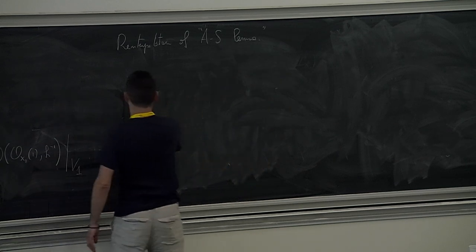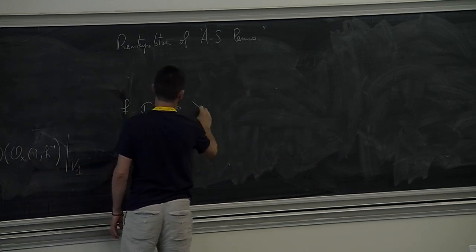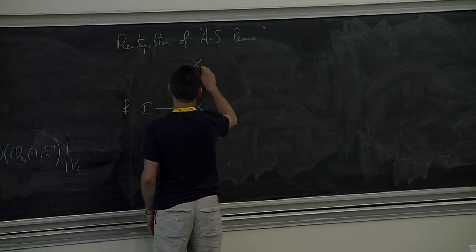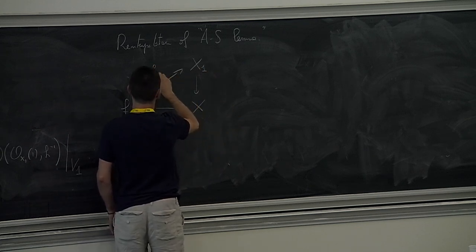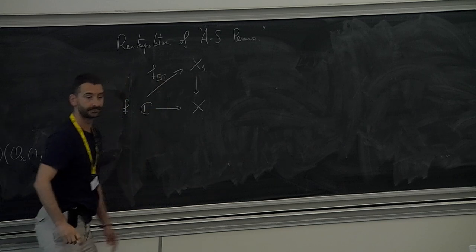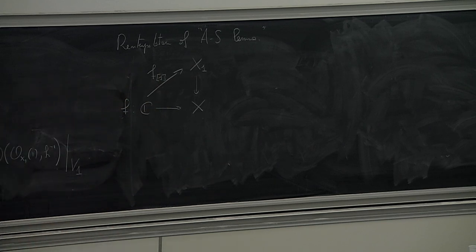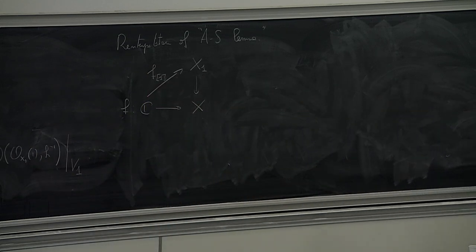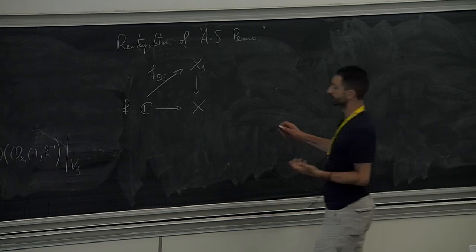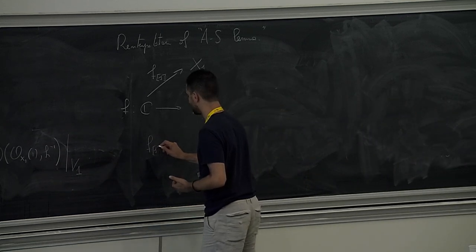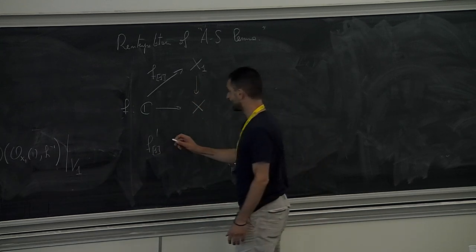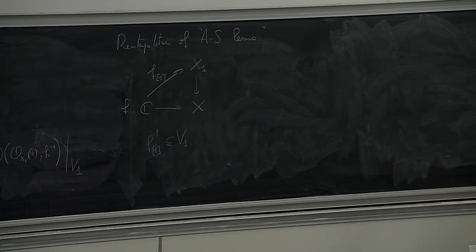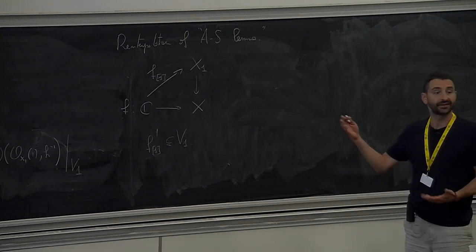Say you have your map from C to X, okay? And now, as I told you yesterday, you can lift it up here, okay? And not only is this an entire map in X1, but it has tautologically the further property that f1, the derivative of f1, lands in V1. Okay? So that's another way of thinking about holomorphic sectional curvature.